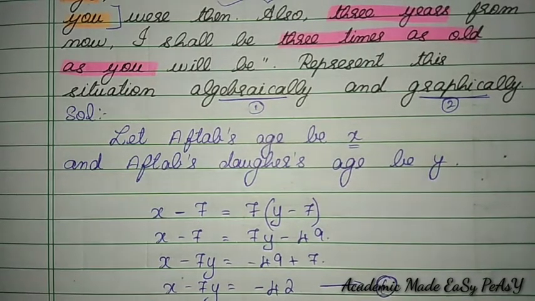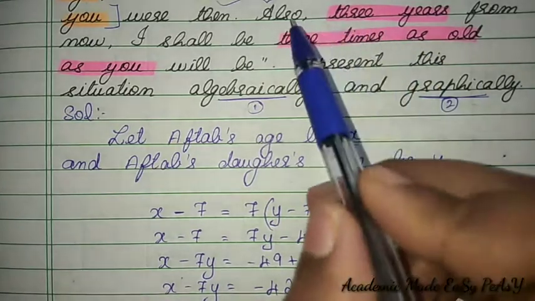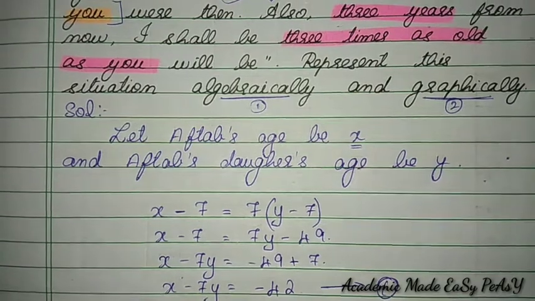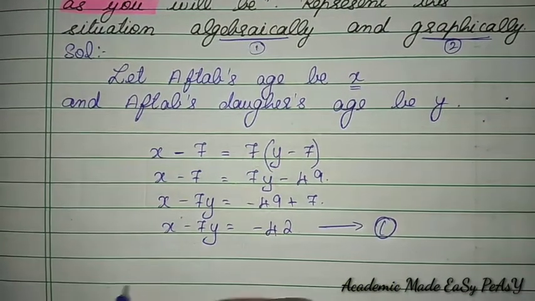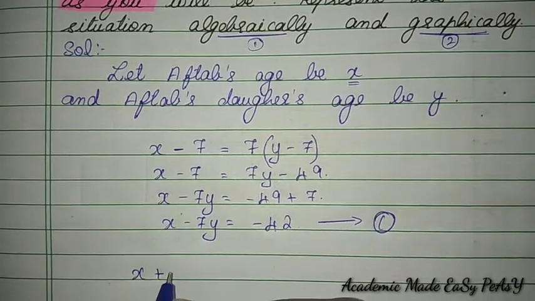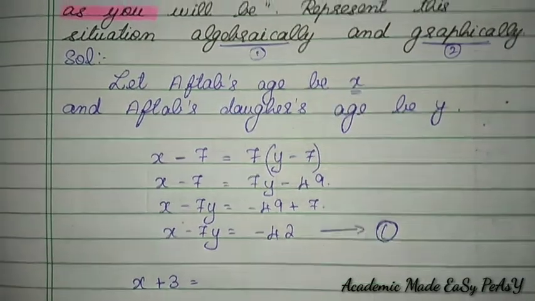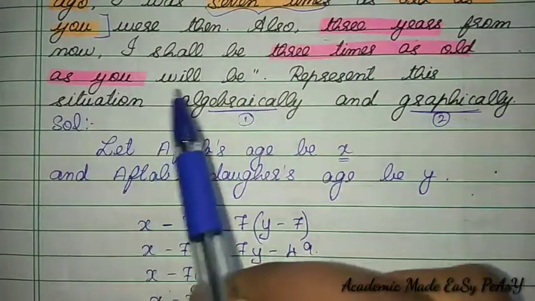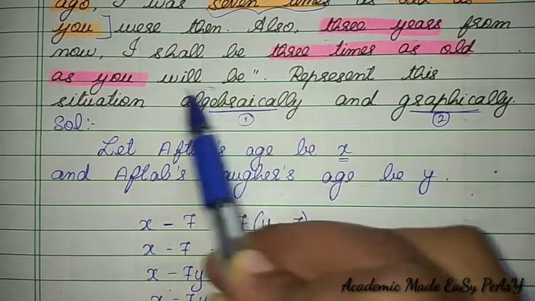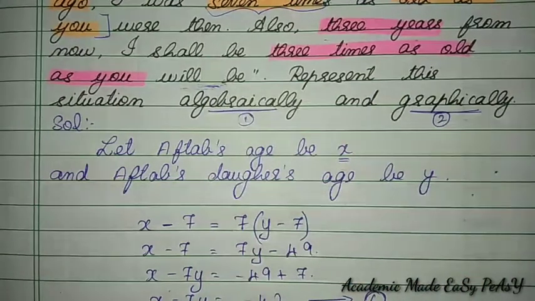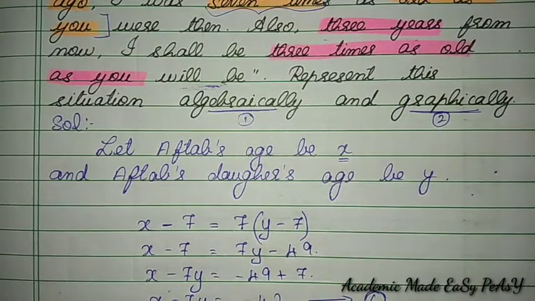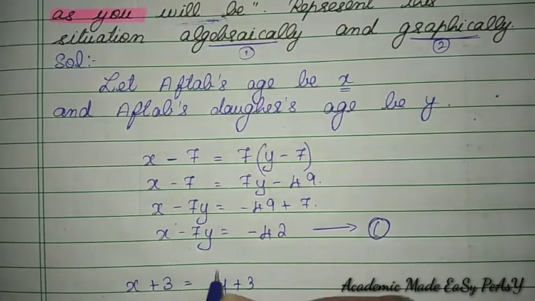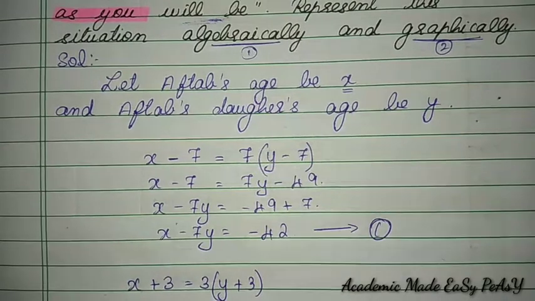Now I will move on to equation 2, that is, 3 years from now. So the present age plus 3. So x plus 3 is equal to, I shall be 3 times as old as you will be. So his daughter's age after 3 years, y plus 3, into the entire term, into 3.